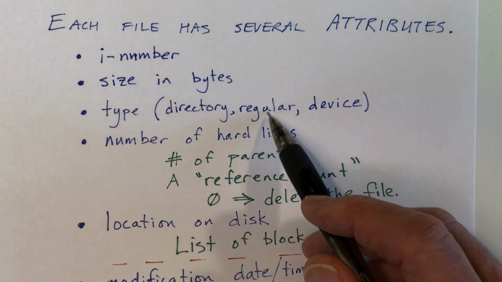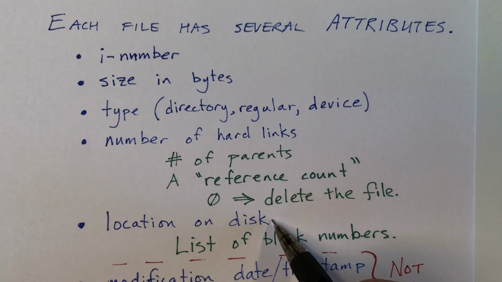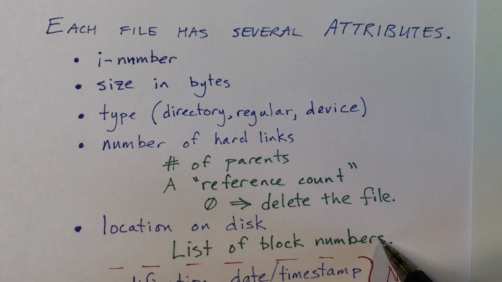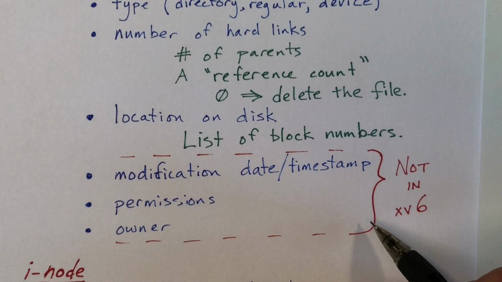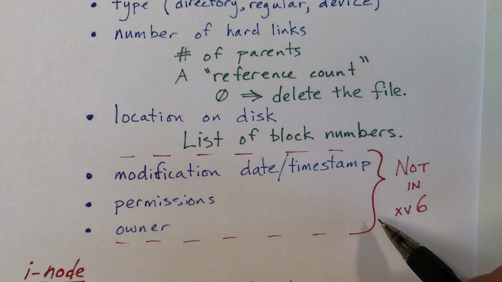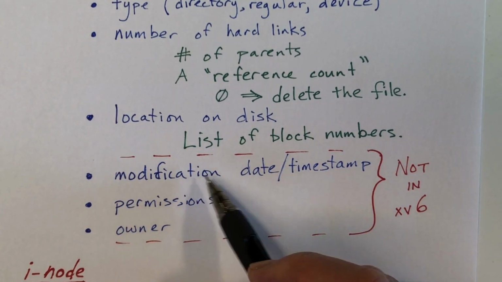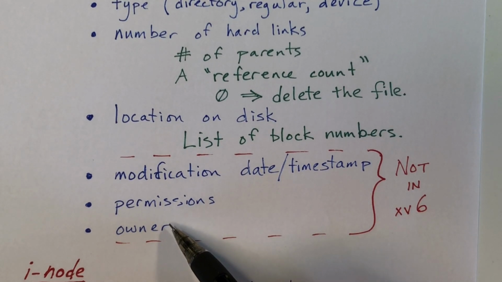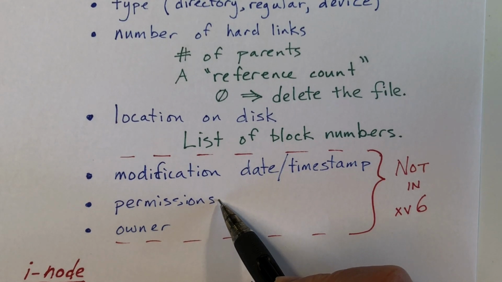In the case of directories and regular files, there is additional data, and so we need to know where on disk that data is stored. So we basically have a list of the block numbers that contain the file's data. In other systems, not in xv6, but in other Unix, Linux systems, we have additional information, including the timestamp of when the file was created and when it was last modified and so on. We also have information about who owns the file and some bits that indicate the permissions and tell how other users can access this file.